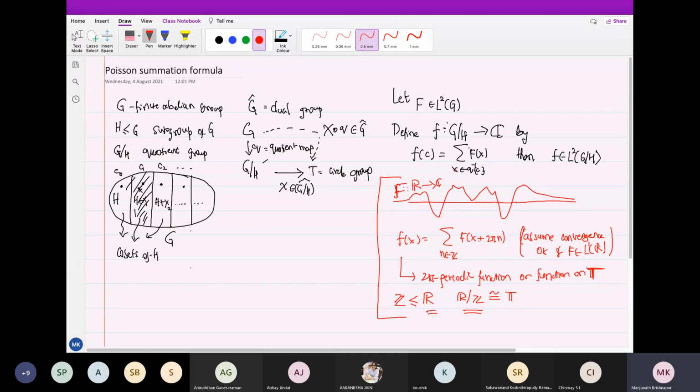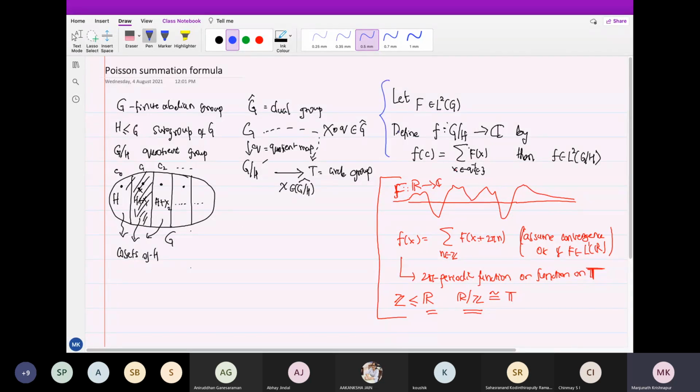Here I am summing over all the other points which differ, so to speak, from x by an element of H. That's what we are doing. I hope that makes it a bit more clear if it was not clear earlier. So the question that I want to ask is, so now we have this.